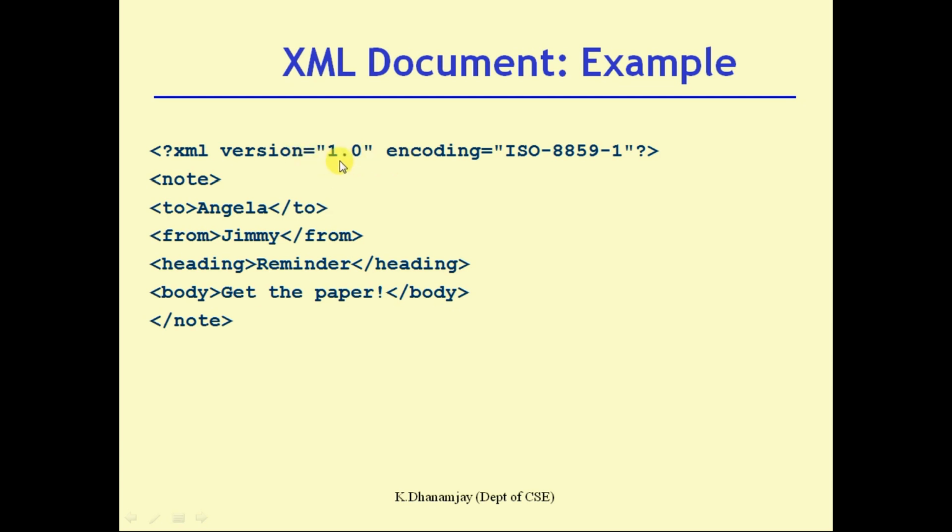So here, version is 1.0, which defines the XML version, and the character encoding used for the document. In this case, the document conforms to the 1.0 specification, right? So this XML uses ISO-8859-1, that is Latin 1, where the 1 indicates the Latin 1 West European character set. That is the default one.